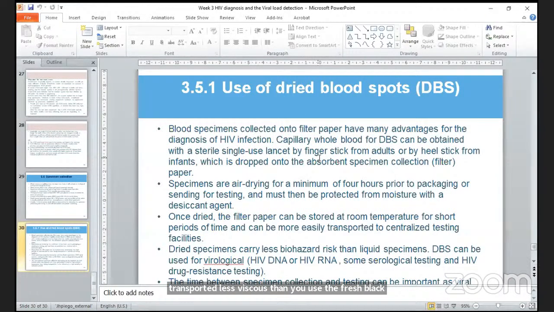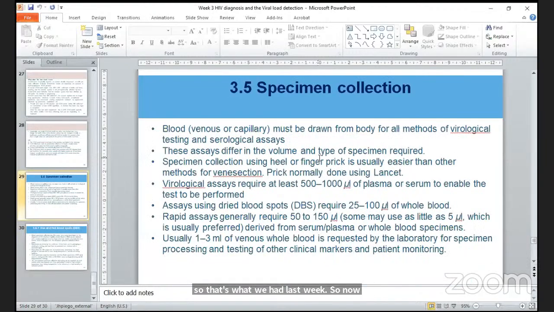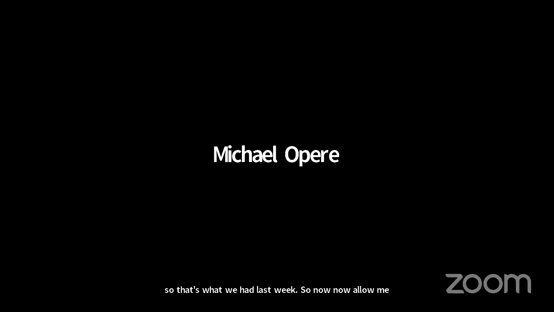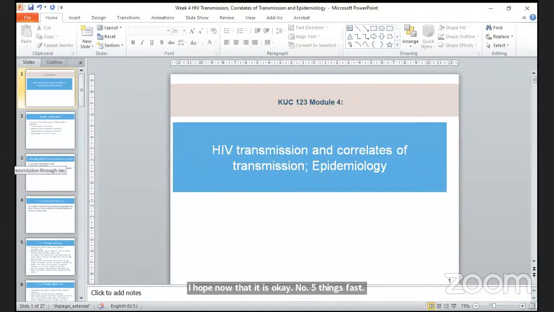So now allow me to go to the item of today. I hope we are very much together. So today is week 4. Today is something that is very familiar, something that is very easy to understand as compared to the 3 weeks. I hope now it is okay. First, I hope you are able to see the screen. Now, first things first.